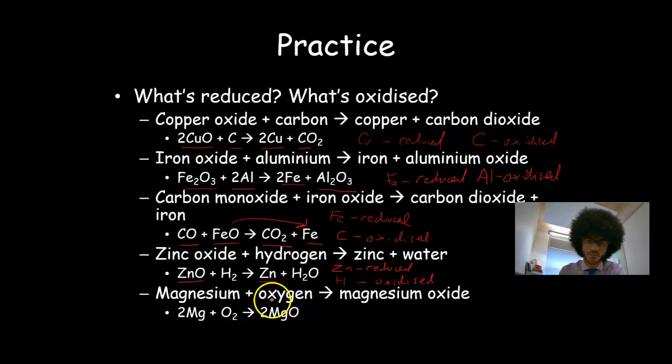And then for the last example, magnesium and oxygen turn into magnesium oxide. Magnesium has gained oxygen in this process. Therefore, that has been oxidized. Now, technically, nothing has lost oxygen to be reduced, so I'm not going to discuss that in too much depth. When you get into more of the technicalities of what reduction and oxidation is, you'll find out the oxygen has been reduced here, but that's something which I won't discuss today. The main thing that I want you to take away is that the magnesium has been oxidized in that particular reaction. And that's it.